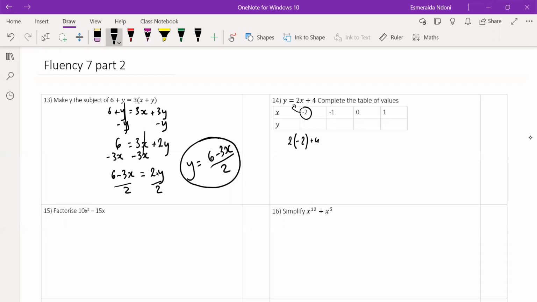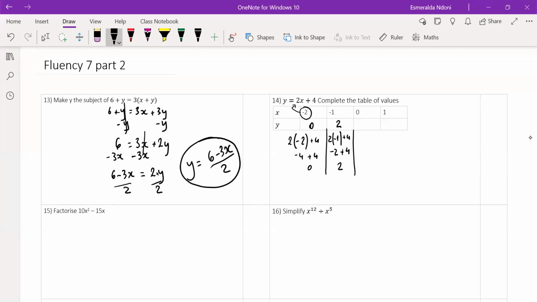2 lots of negative 2 is negative 4. Negative 4, add 4 would give us 0. And I will do the same for each one of those values. 2 lots of minus 1, plus 4, minus 2, plus 4, that would be a positive 2.